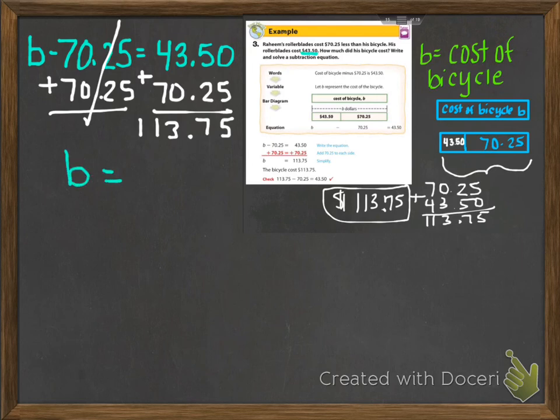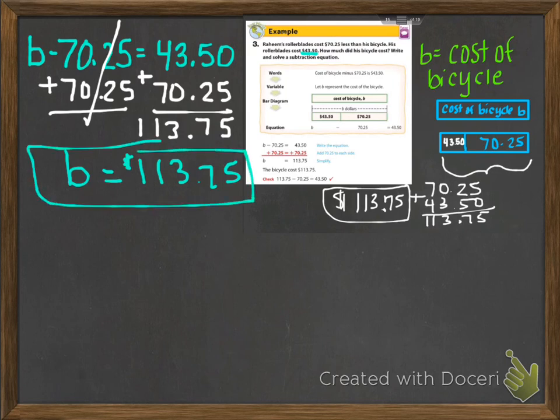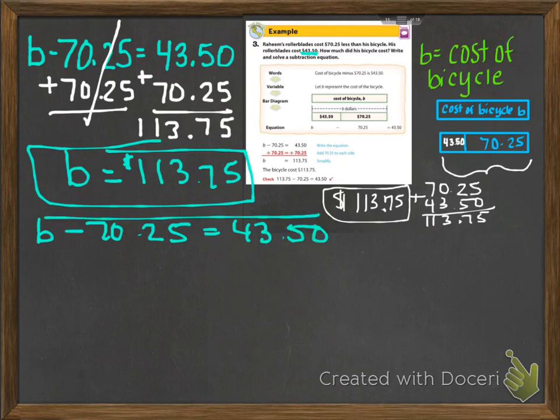You want to make sure that when you're writing your answer, you're telling me that B equals, because notice B is the only thing we have left on the left-hand side. B equals $113.75. Make sure you have a dollar sign. Put a box around it, and you're also going to need to have a box around your original equation, which was B minus 70.25 equals 43.50. And that's because this was a two-part answer. So you just want to make sure that you've answered both parts of the question. So you've written the equation and you've solved it.